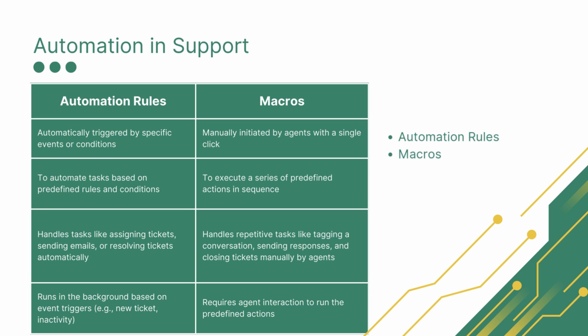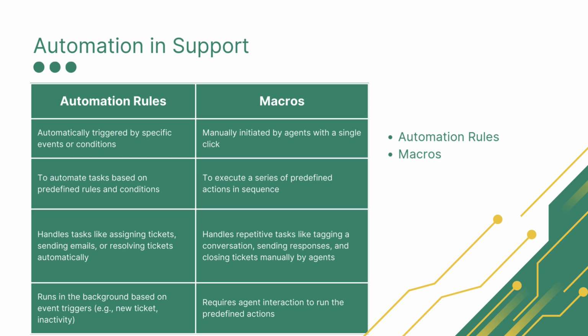In this application, automation can be achieved through two key features: automation rules and macros. So what is the difference between automation rules and macros? The automation rules are event-driven rules that trigger specific actions based on predefined conditions.